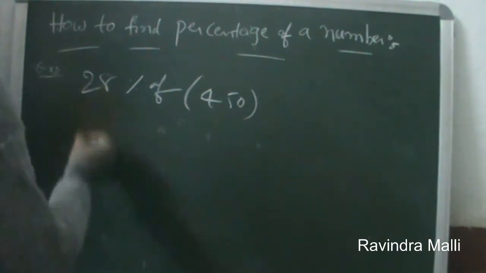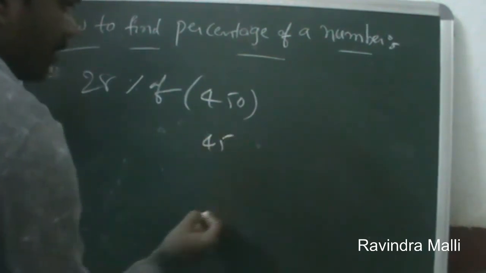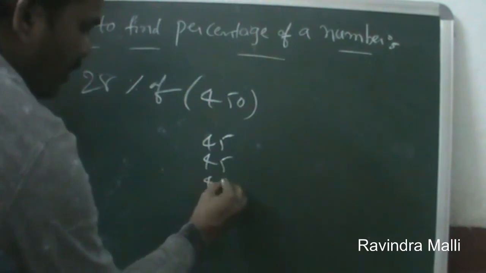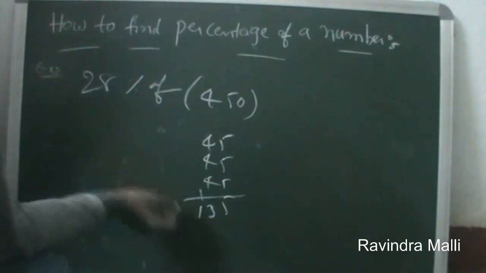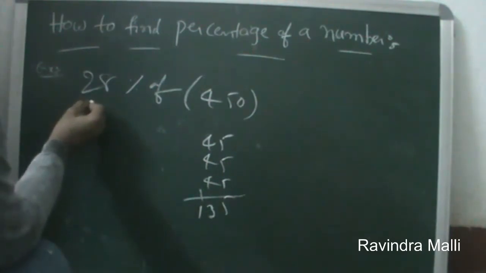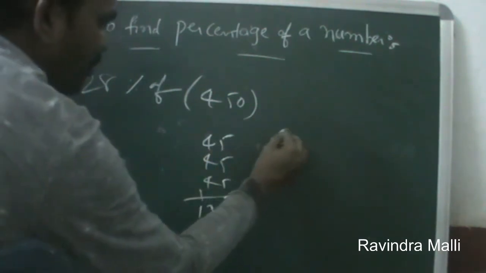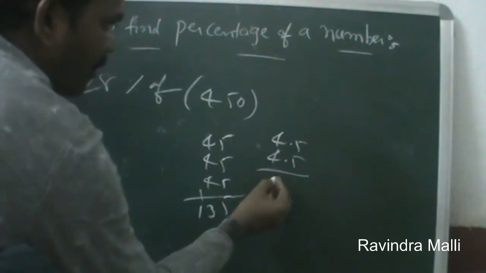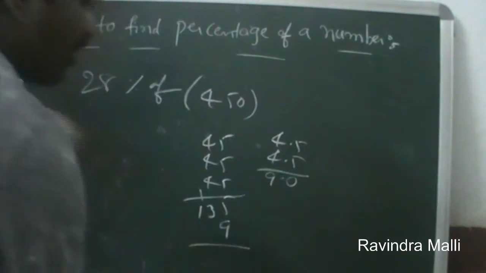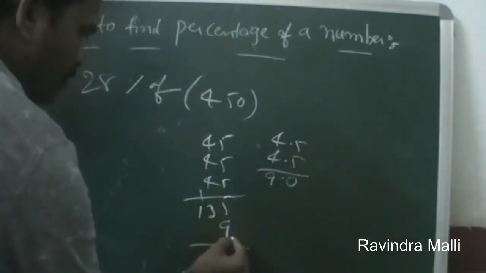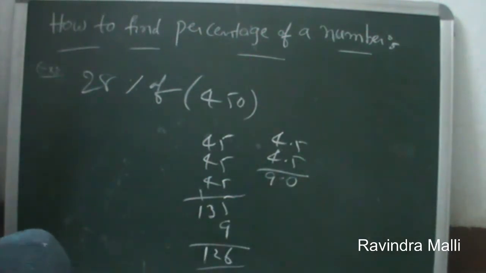I am going to take 30% of this: 10% is 45, 10% is 45, 10% is 45, that is 135. It is actually 30%, but we need only 28, so I am going to subtract 2%. 2% of this is 4.5 plus 4.5, that is 9. Just subtract 9 from this, so the answer is 126. See how simple it is.